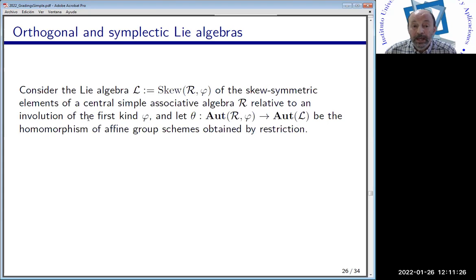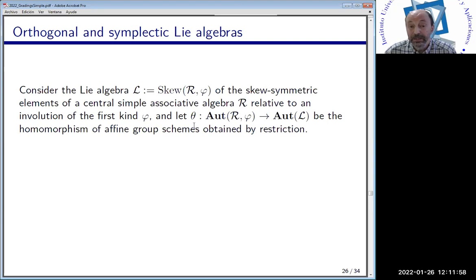Okay. And then what happens is that whenever we have a central simple associative algebra with an involution of the first kind, we can consider the corresponding group scheme of automorphisms that preserve the involution, that commute with the involution. And whenever we have this involution, we have the Lie algebra, which is obtained as the skew symmetric elements relative to the involution.